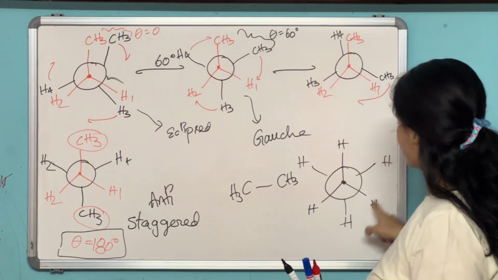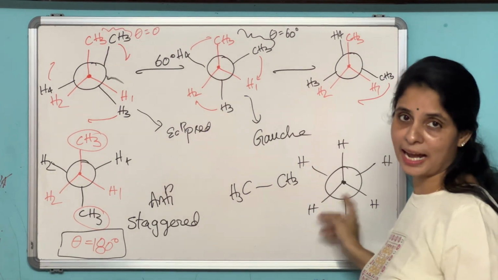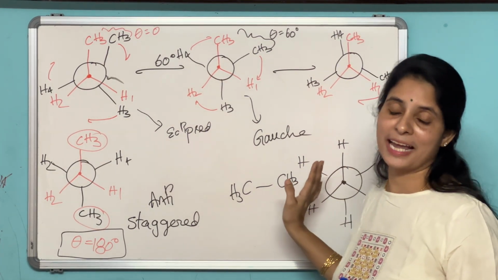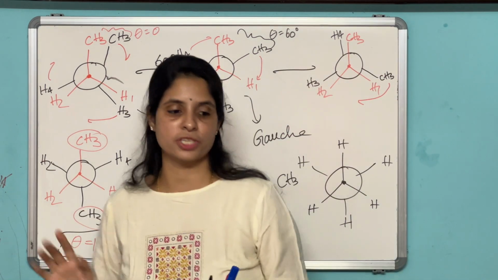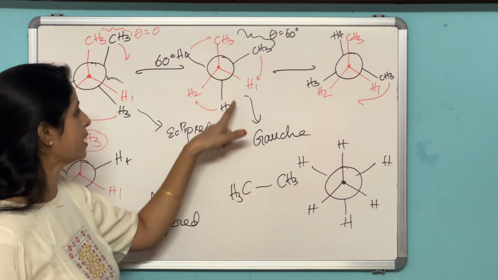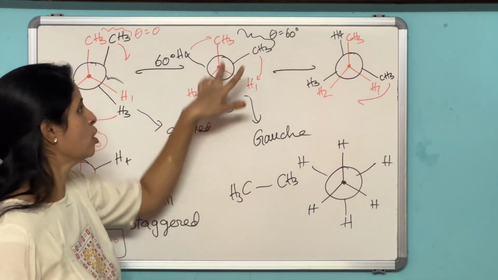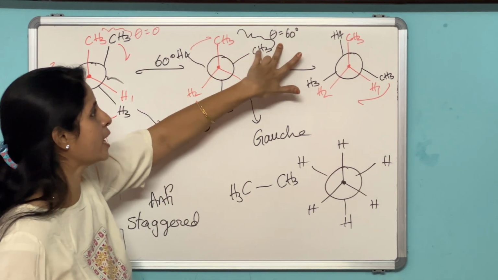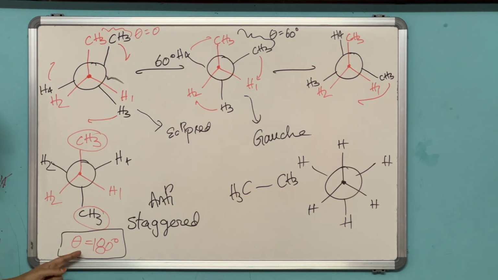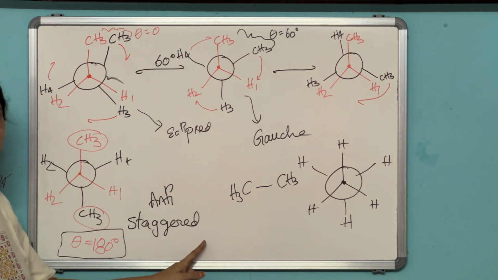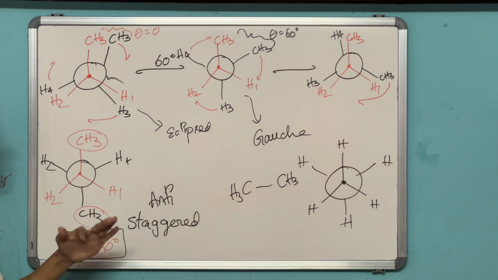Because here the two carbon atoms have the same groups, all hydrogens, so there is no Gauche. But here a methyl group is there, and hydrogen. So two methyl groups are at an angle of 60 degrees in one, and in the other the two methyl groups are at an angle of 180 degrees. This conformation is the most stable conformation. Why? I'll tell you.